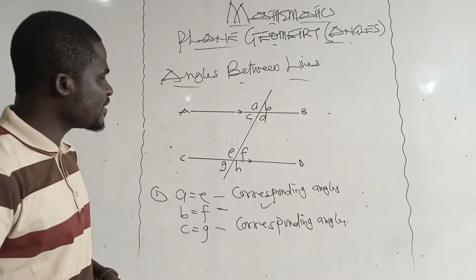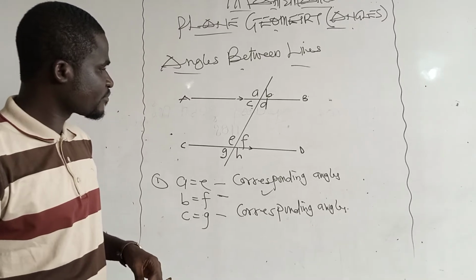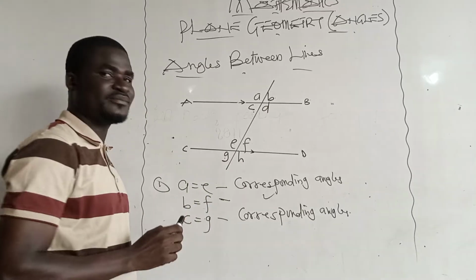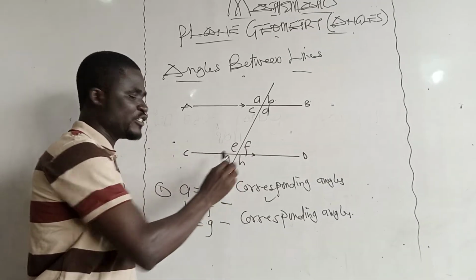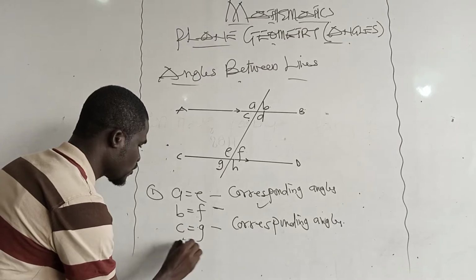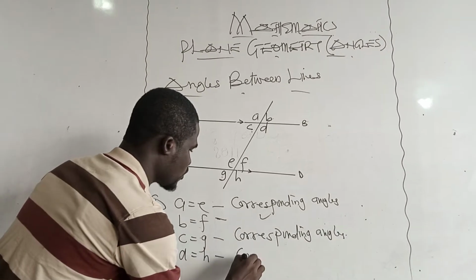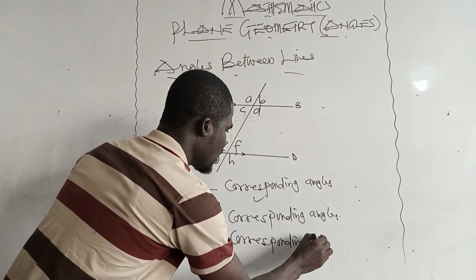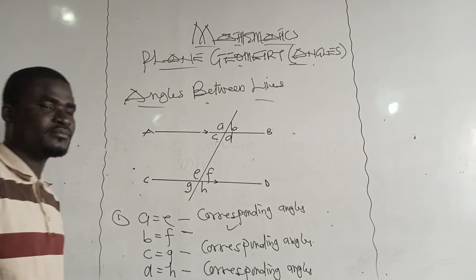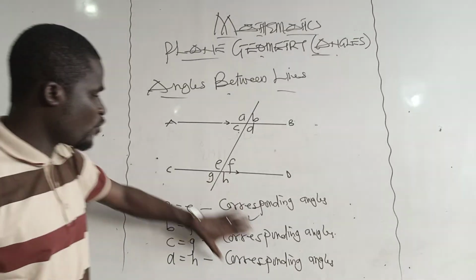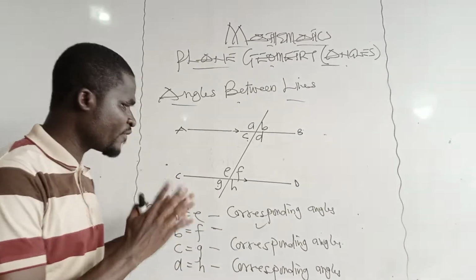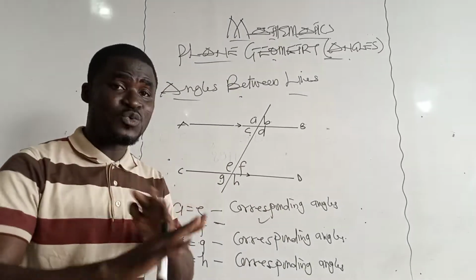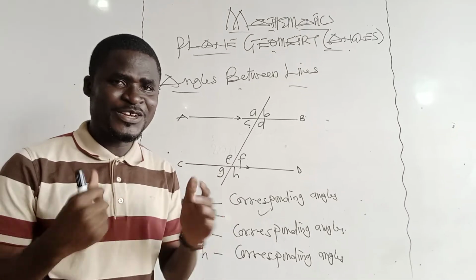Then another corresponding angles here will be D and H. So D is equal to what? H, which is also called corresponding angles. So these are the corresponding angles. Please take note of the corresponding angles. We are going to use them when we move forward. So understand it once and for all. Are you getting me? Good.